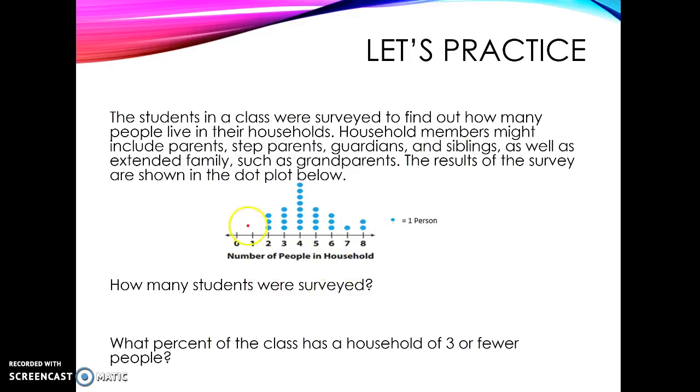All right, so if each dot represents one person, how do you guys think we'll find out how many people were surveyed? That's right. If each dot's one person, then let's count how many dots. 1, 2, 3, 4, 5, 6, 7, 8, 9, 10, 11, 12, 13, 14, 15, 16, 17, 18, 19, 20, 21, 22, 23, 24, 25. So 25 students were surveyed.